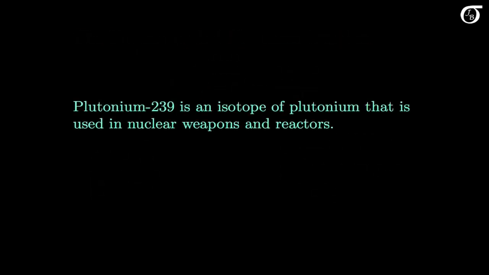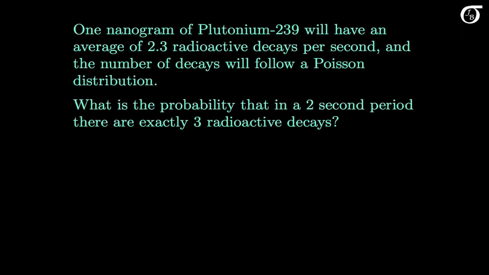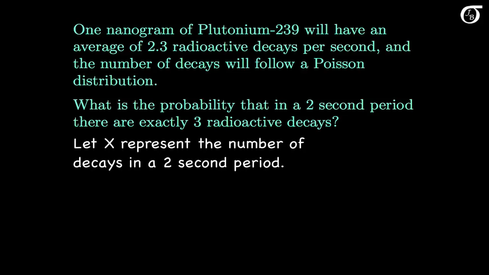Let's look at an example. Plutonium-239 is an isotope of plutonium that is used in nuclear weapons and reactors. 1 nanogram, or 1 billionth of a gram, of plutonium-239 will have an average of 2.3 radioactive decays per second, and the number of decays in a given period will follow, to a very close approximation, a Poisson distribution. Here we'd like to know what is the probability that in a randomly selected 2-second period there are exactly 3 radioactive decays.